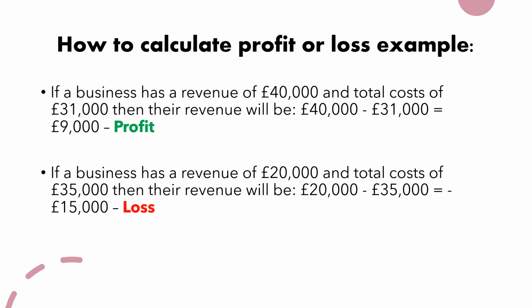So an example of profit or loss. So if a business has a revenue of £40,000 and their total cost is £31,000, then their profit will be £40,000 minus £31,000, which is £9,000, which means they're making a profit. However, if a business has a revenue of £20,000 but their total cost is £35,000, then it will be £20,000 minus £35,000, which will give them minus £15,000, which means that they are making a loss.